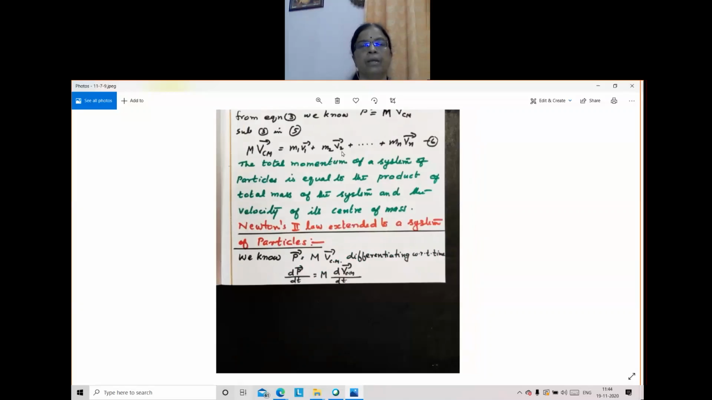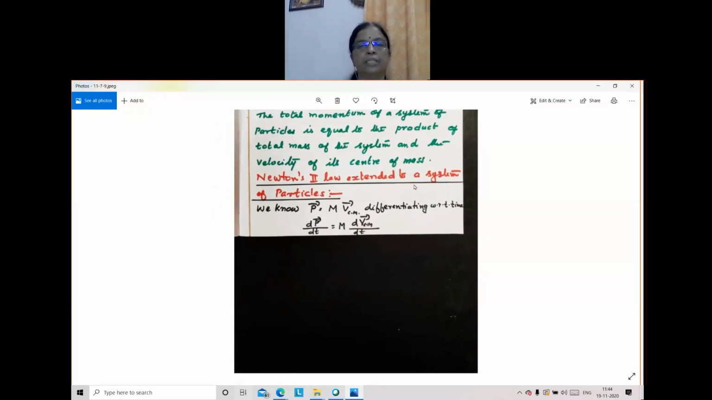Then Newton's second law extended to a system of particles. We know momentum P. What is Newton's second law? Rate of change of momentum is force. That is Newton's second law. Rate of change of momentum, dP by dt. Actually, that is related, but in this case we have to apply that. P is momentum. What is the rate of change of momentum? By time. That is the time rate of change of momentum, dP by dt.